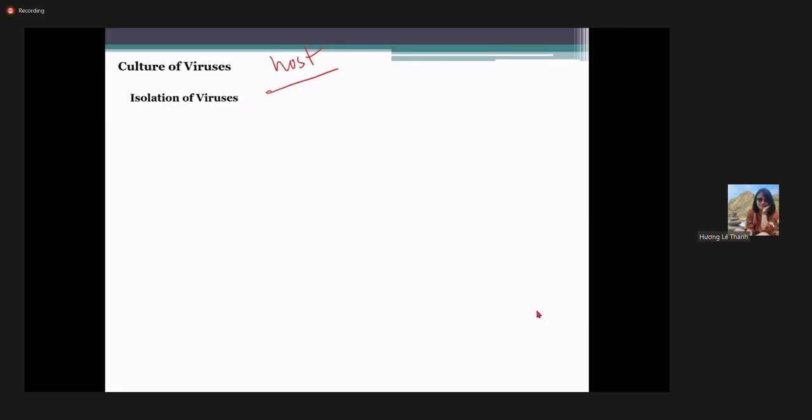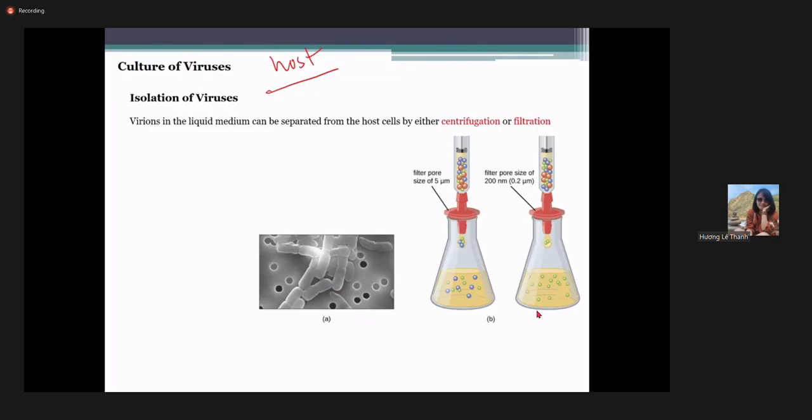The host cells can be cultured and grow, and then the growth medium can be harvested as the source of the virus, and the virus in the liquid medium can be separated from the host cells by centrifugation or filtration. For centrifugation, we use the different molecular weights between the viruses and the host cells, because you know that the viruses have very low molecular weight compared to the host cell. We use centrifugation to separate them.